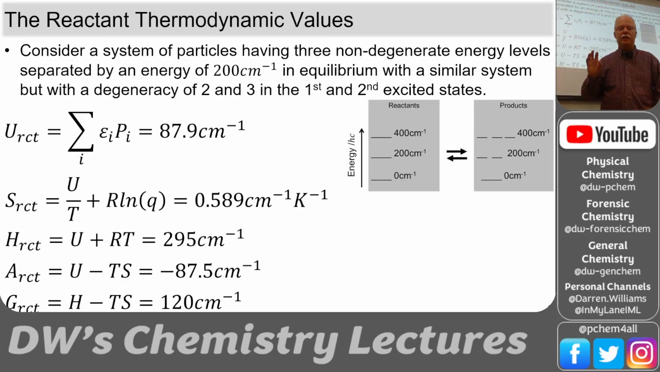Okay, so this is just a recap of the reactants. RCT I'm using for reactant. So these should be the numbers that we got last time. 87.9 wave numbers for the internal energy. 0.5 wave numbers for every degree Kelvin is our entropy term. Then the enthalpy, 295. The Helmholtz energy, negative 87. And the Gibbs energy, 120 wave numbers. So those are our reactant USHAG values.